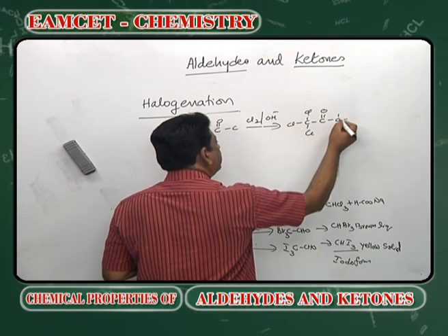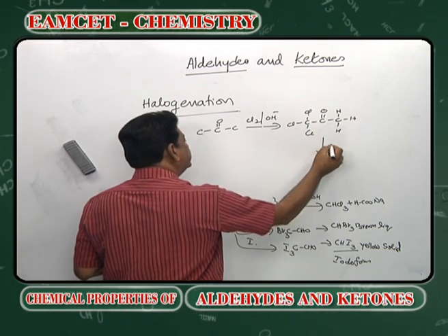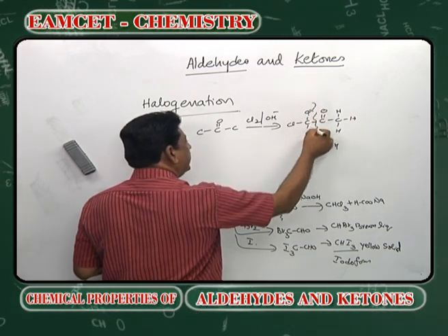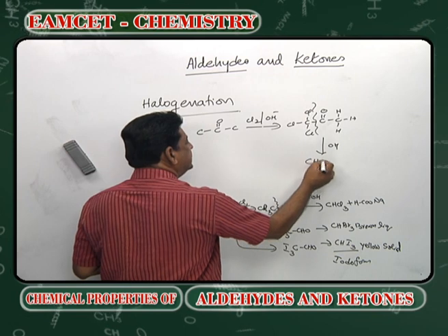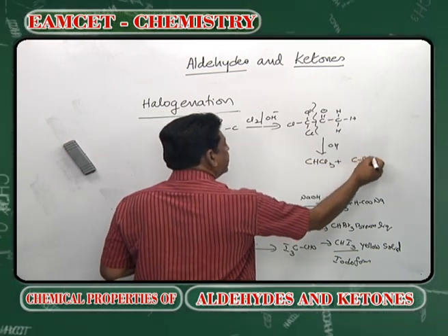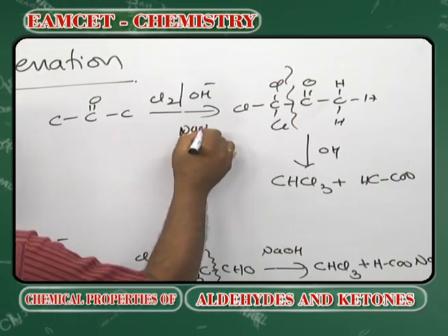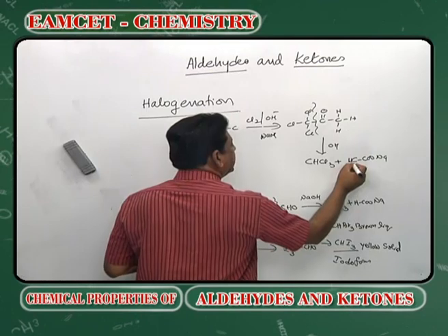Further reaction may replace even these hydrogens also. But if base is there, what happens? Immediately breakage takes place and you will get CHCl3 plus a carboxylic acid, which is nothing but the acetic acid sodium salt. If you take NaOH, you will get the sodium salt of the acetic acid.